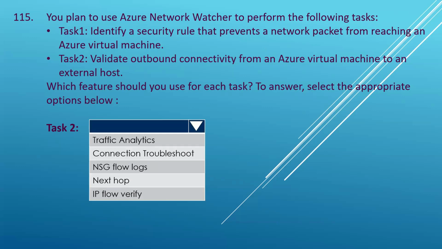Then we have task 2, and the options are again the same. The correct answer here would be connection troubleshoot. Connection troubleshoot enables you to test a connection between a virtual machine scale set, an application gateway, or a bastion host and a virtual machine, an FQDN, a URI, or an IPv4 address.